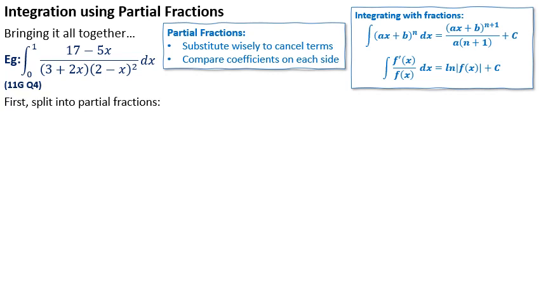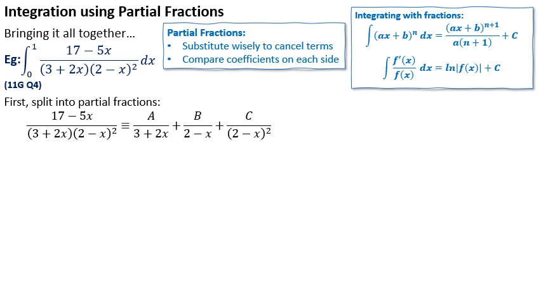The very first thing we need to do is recognize that we can't deal with it in its current form, so we're going to break it apart into simpler pieces that we can deal with. So let's ignore the integral and focus on the expression inside. We split that into something over 3 add 2x, something over 2 minus x, and something over (2 minus x) squared. Remember that repeated factor, (2 minus x) squared, that needs to be dealt with by having a bit over just one copy of the bracket plus something over the squared copy of the bracket.